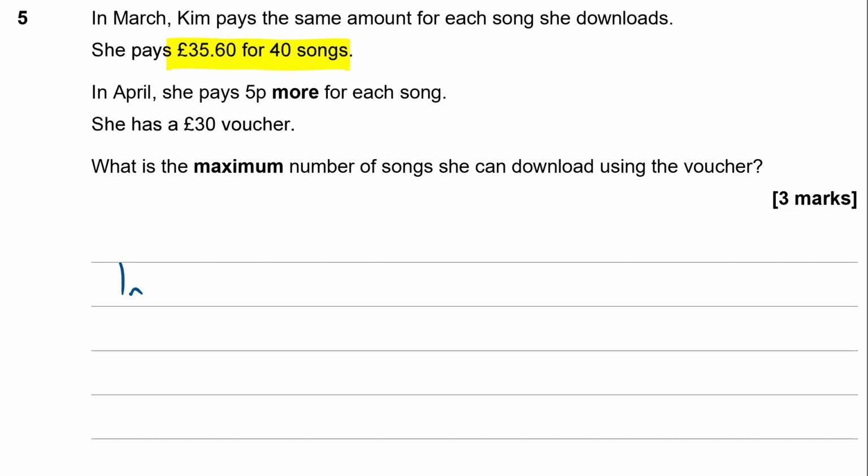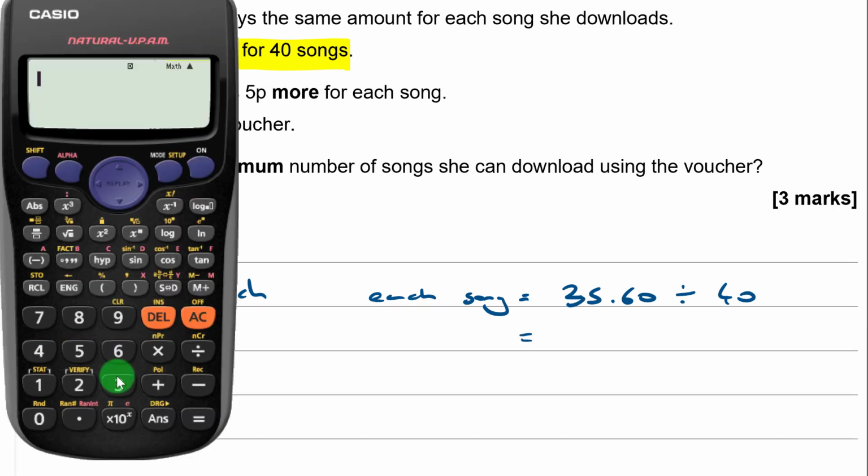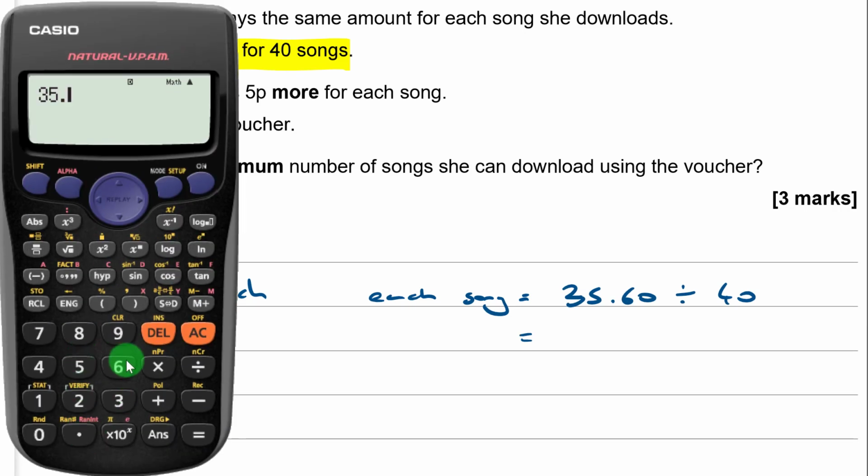So in March, she paid £35.60 for 40 songs. So then each song is going to be the total £35.60 divided by the number of songs, 40. Okay, so according to my calculator, 35.6 divided by 40 gives me 89 pence per song. So 0.89 pounds, 89 pence per song.